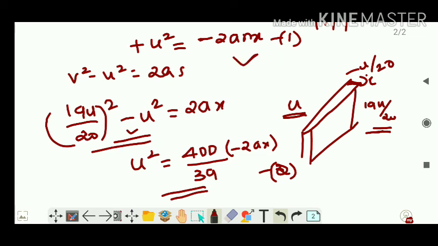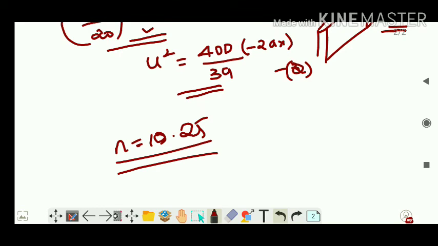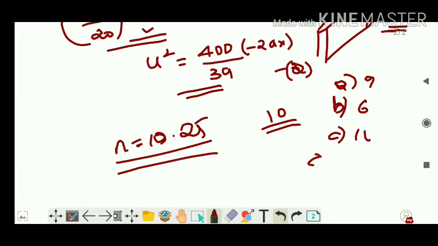You can equate both these equations, and you can see that x cancels, a cancels, and you can straight away find the value of n. The n will be found as, I believe, 10.25, right? That means you are getting a decimal value, so that means the planks are more than 10, just more than 10. So you will be given options like this: A is 9, B is 6, C is 11, D is 12. So which option do you have to take? You have to take 11, right? So it is just greater than 10, like that. I hope this much is clear, right?